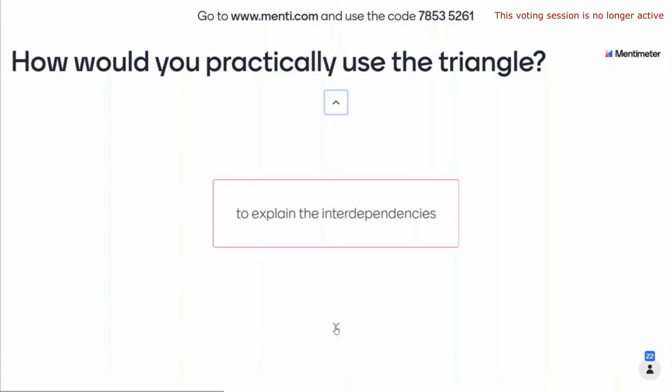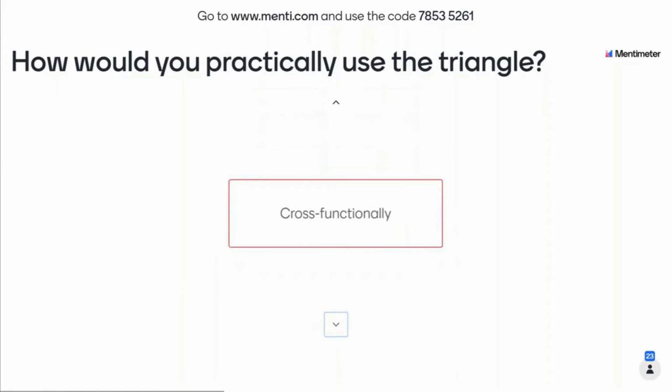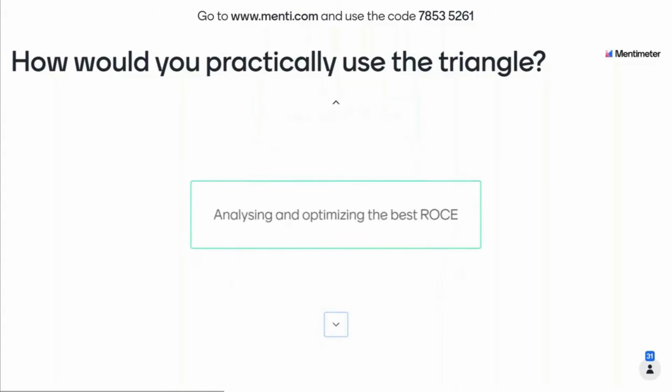To explain interdependencies, it's obvious, but it's apparently not obvious in practice. So it can be used to explain interdependencies. Cross-functional, it drives cross-functional behavior. Using it through the SCOR model. How would we link then SCOR to the triangle? Analyzing and optimizing the best ROCE, for sure. I believe ROCE can be a good criterion to measure value.